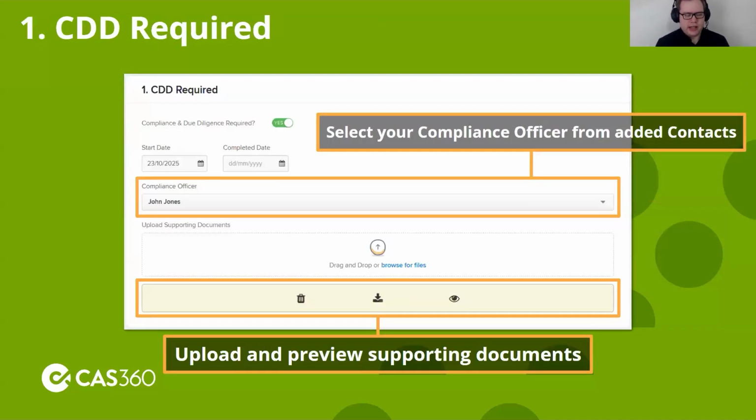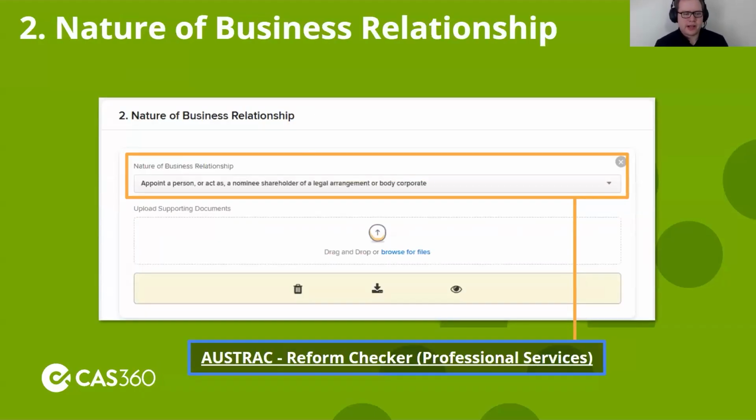The first section, CDD required, that compliance officer does need to be added to your global contacts list, as well as in all of these sections, or a large amount of these sections, there's the option to upload supporting documents. The second section, nature of the business relationship, has these particular options.